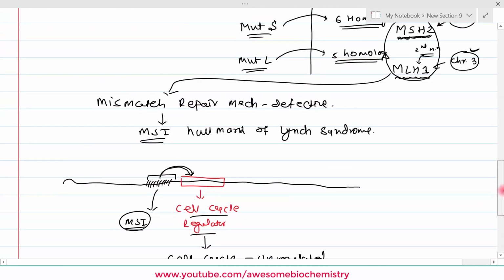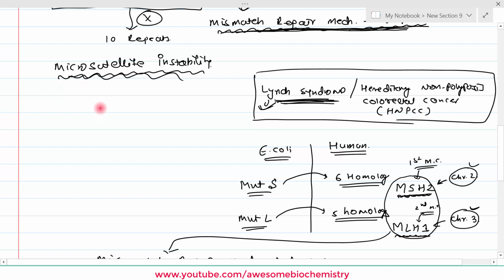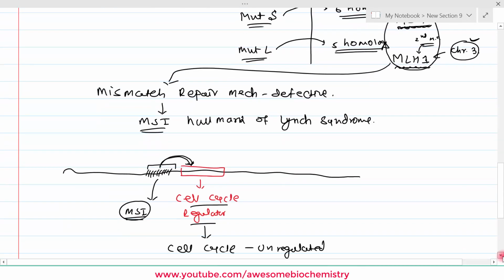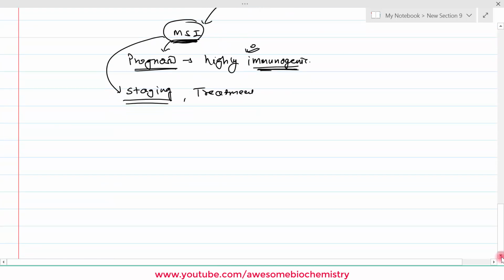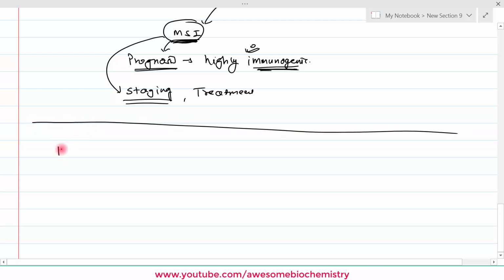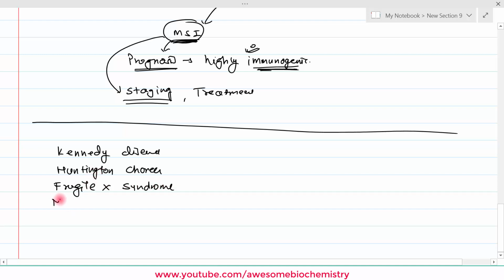So, is it the only disease which occurs because of microsatellite instability? No, there are many different diseases which can occur because of microsatellite instability. What are these diseases? The other diseases are Kennedy disease, then Huntington's chorea, then Fragile X syndrome, and myotonic dystrophy. These are the common disease conditions seen because of microsatellite instability.